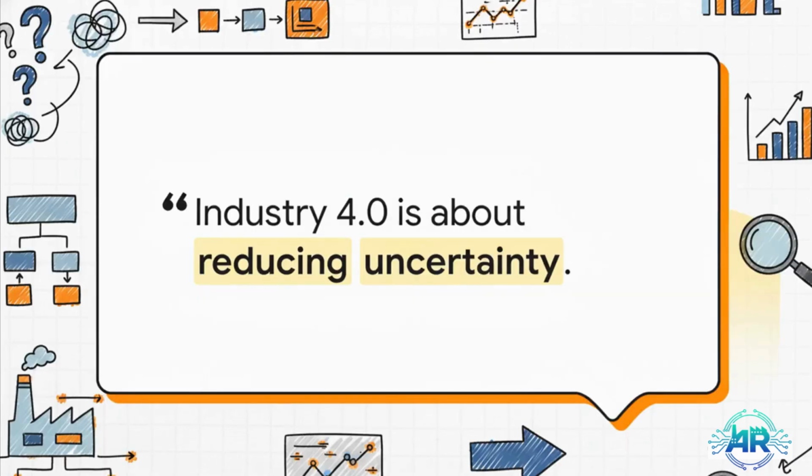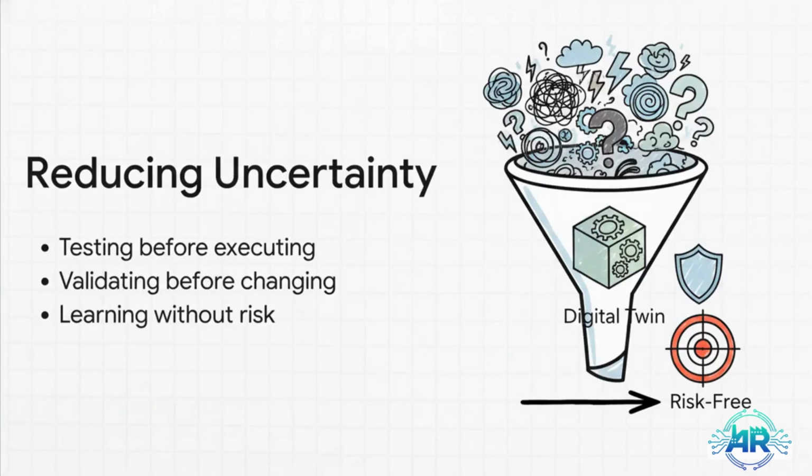So why does any of this really matter? Why is it so important? Because when you strip away all the buzzwords, the entire Industry 4.0 movement is about one thing: systematically reducing uncertainty in a really complex world. And digital twins are one of the primary weapons in that fight. They crush uncertainty by letting you test your ideas before you commit resources, by letting you validate changes before you actually implement them, and by letting you learn from countless simulated scenarios, all completely 100% risk-free.